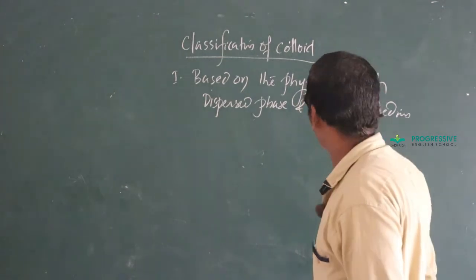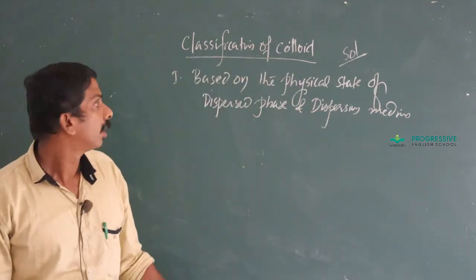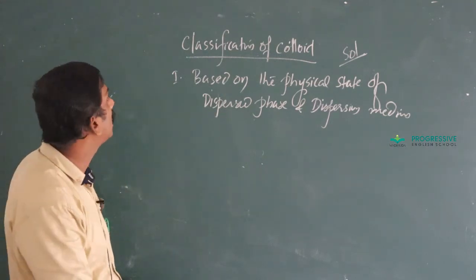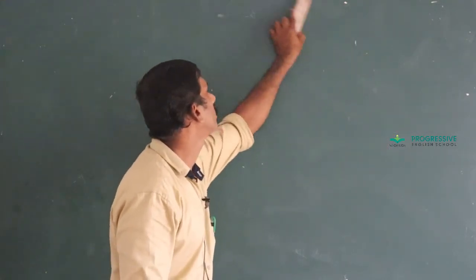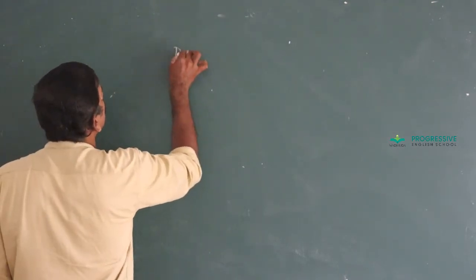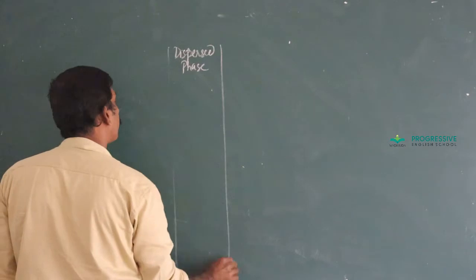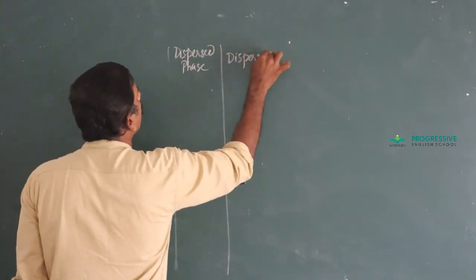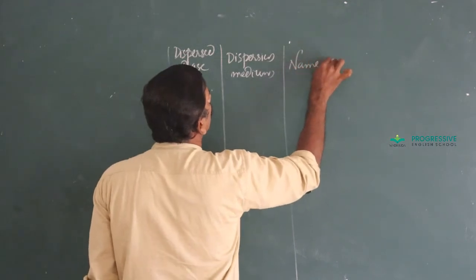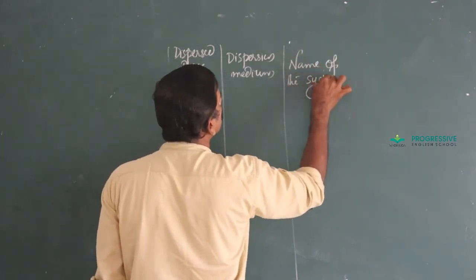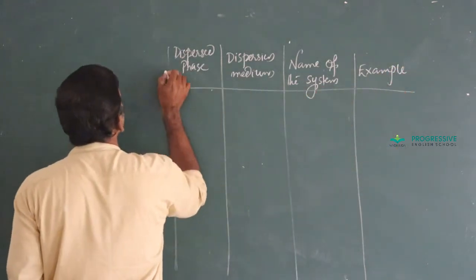These colloids are sometimes represented as Sol, not S-O-U-L, Sol, S-O-L simply. How are colloids classified based on the physical state of the dispersed phase and dispersion medium? Here, the first column is the dispersed phase, the second is the dispersion medium, the third is the name of the system, and the fourth is the example.